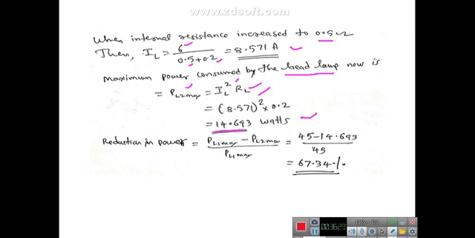14.693 watts. Now the reduction in the power consumed by the headlamp is PL1 maximum minus PL2 maximum divided by PL1 maximum. So in the first case 45 watts, the second case is 14.693 divided by 45, you will get the reduction in the power consumed by the headlamp as 67.34%.